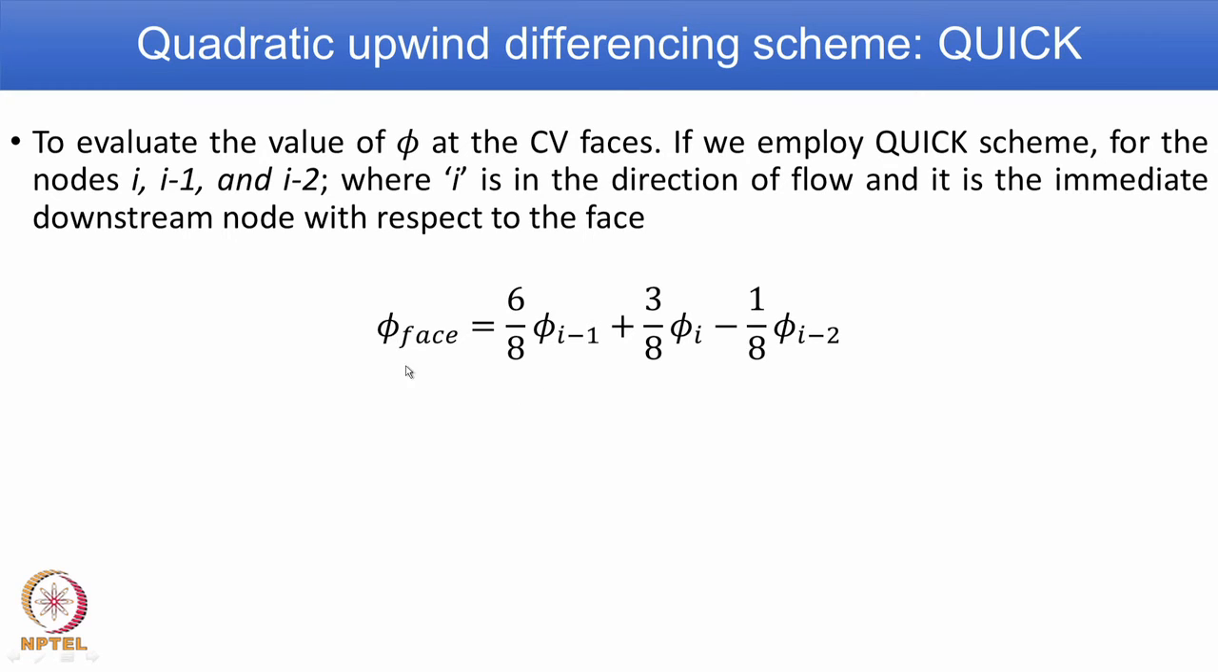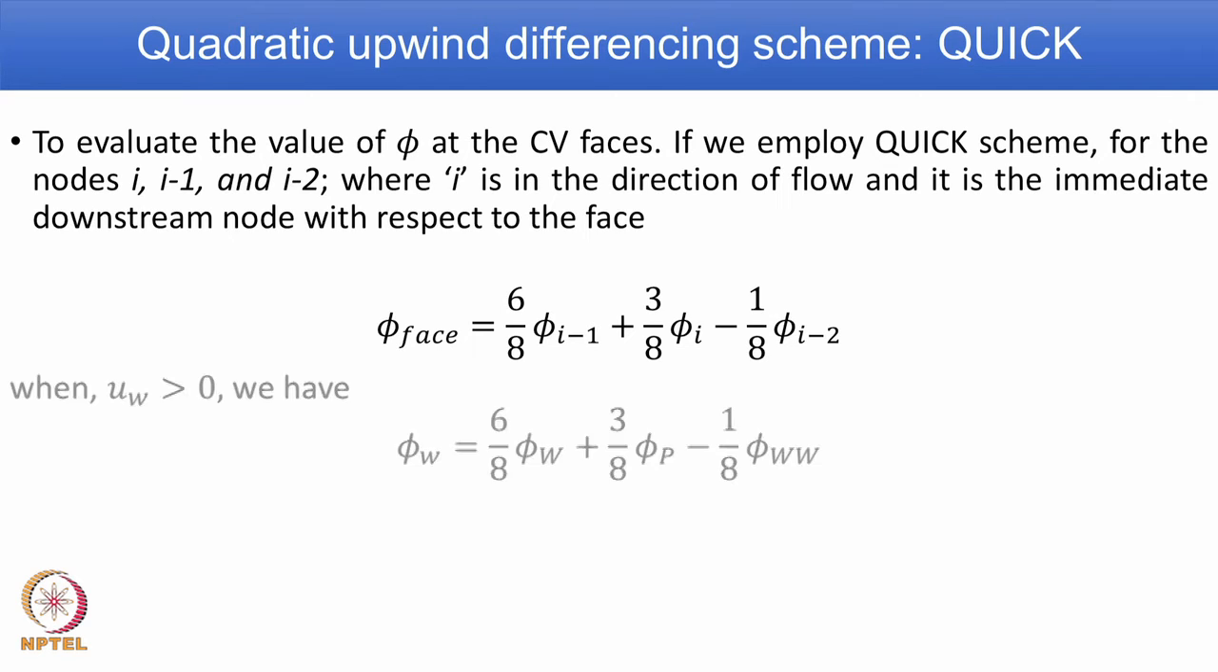So, that is what is given here, phi at any phase, and for uniform spacing and in one dimension, the formula is already evaluated and it is shown here as 6 by 8 phi at I minus 1 plus 3 by 8 phi I minus 1 by 8 phi I minus 2. So, in this, what is I? I is the direction of the flow and it is the immediate downstream node with respect to the phase you are interested in. Then you have I minus 1 and I minus 2. Let us see how to actually get an idea of this by taking an example.